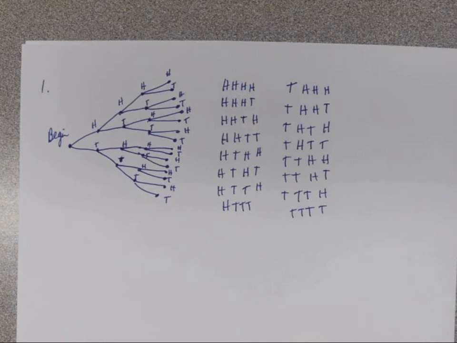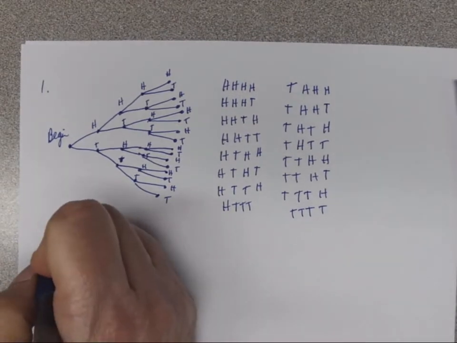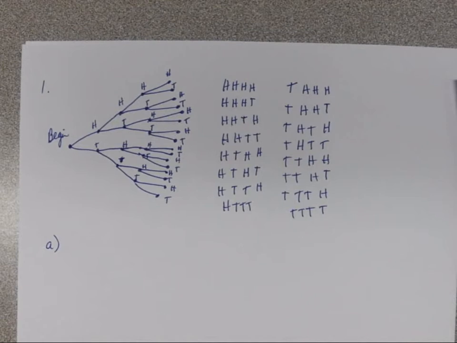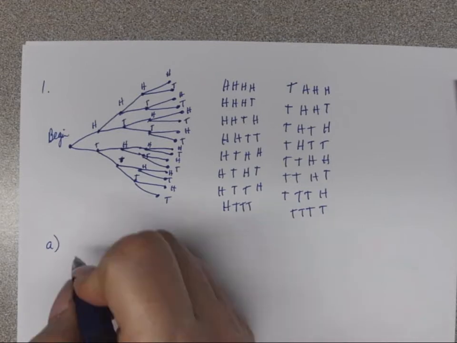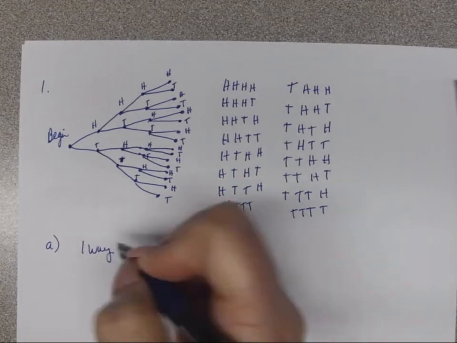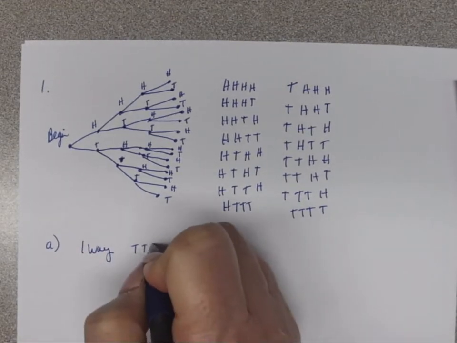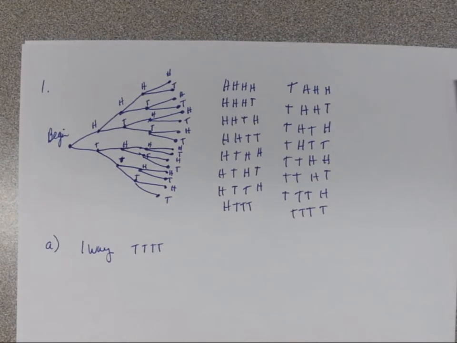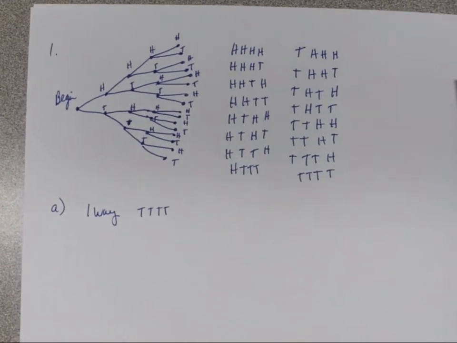From this, we're going to ask a couple of questions. For part A, in how many ways can you get no heads? So if we got no heads, that means we got all tails. There is only one way to get that, and that is if we flipped all tails. For no heads, there's only one way.